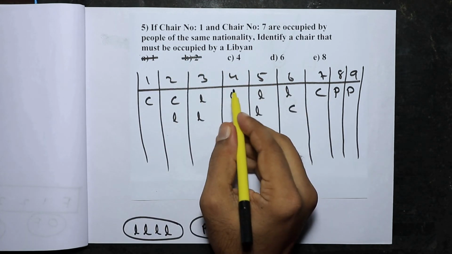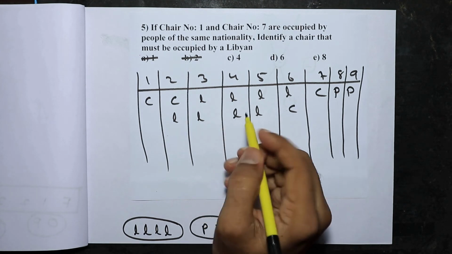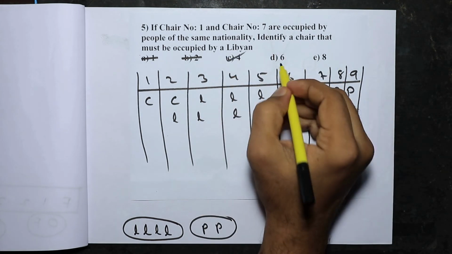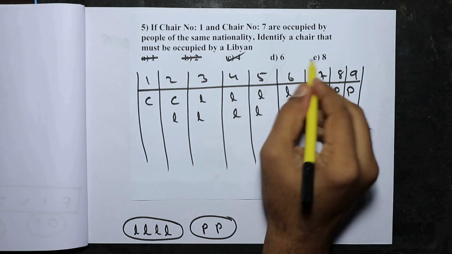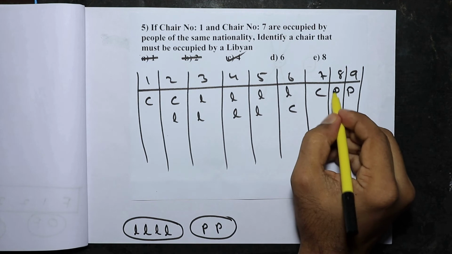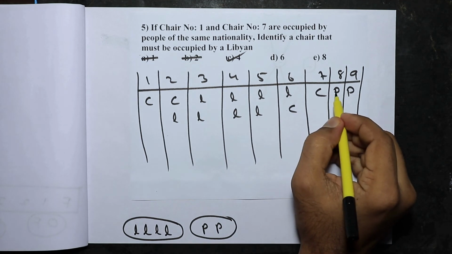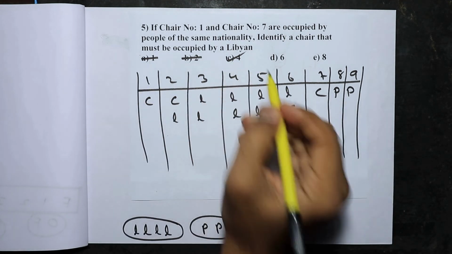Now 4 compulsorily has to be occupied by a Libyan. So C is the right answer. If you look at 6, it may or may not be occupied by a Libyan. 8 again not necessarily. It may be occupied by a Portuguese. So the correct answer is option C, 4.